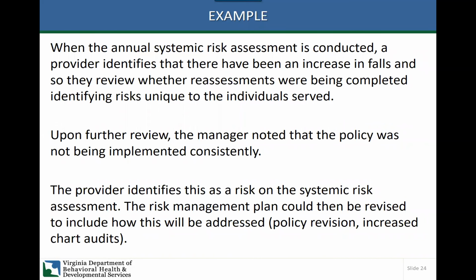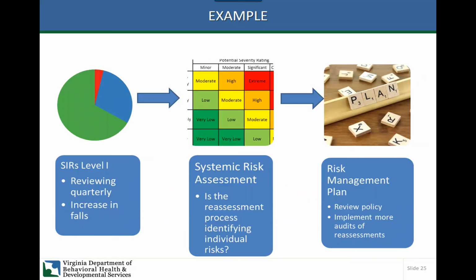So I also did a visual on the next slide that kind of shows how it might come together. So throughout the year, the provider is reviewing their level 1 serious incidents on a quarterly basis, and they see an increase in falls. So when the systemic risk assessment is completed, the provider is asking, is the reassessment process identifying all the individual's risks? For example, people age and they may have issues that relate to more falls, or they're presenting with new risks related to falls. So if the provider considers this to be an area of risk, they include this in the risk management plan. And they perhaps review their policy or implement more audits of their reassessments to make sure they're being done in accordance with their policy.